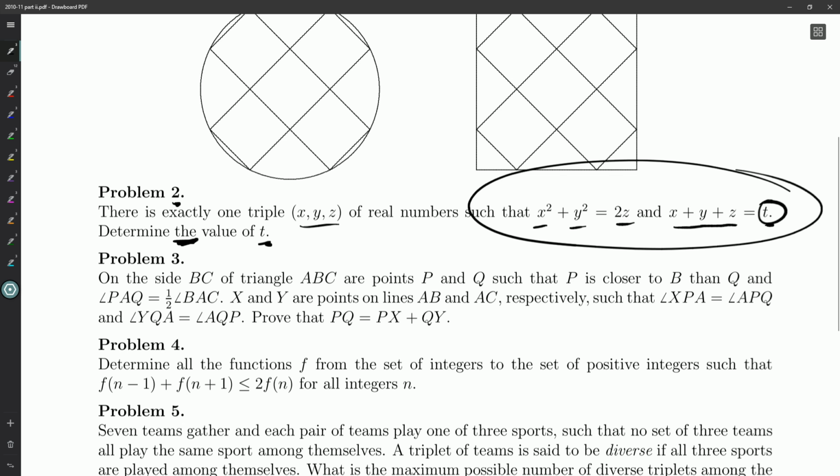Okay, what can we do? Well, I suppose we could rearrange one of them, maybe the second equation, and solve for one of the variables in the other. The thing that stands out to me is this z. There doesn't really seem to be any advantage to subbing in x or y. They're basically treated the same, but this z is a little different.